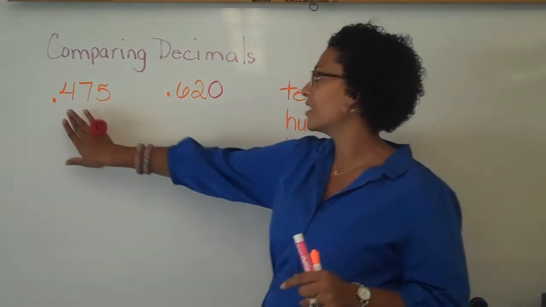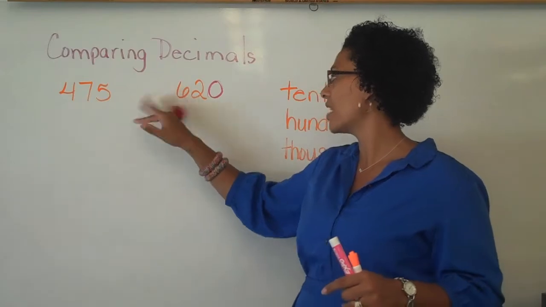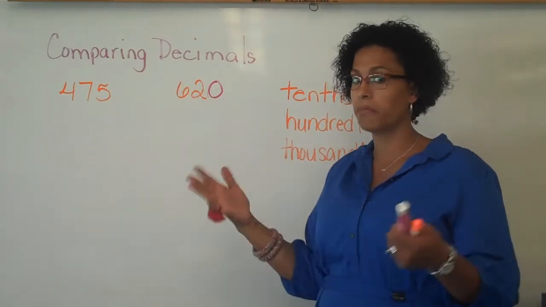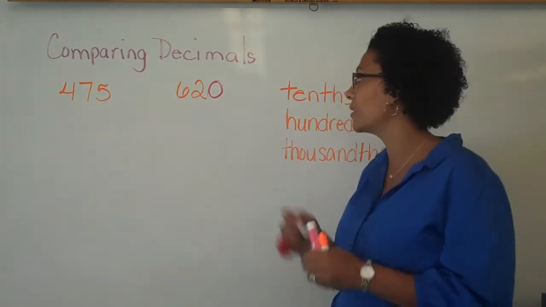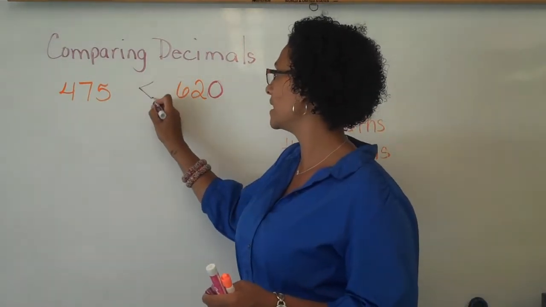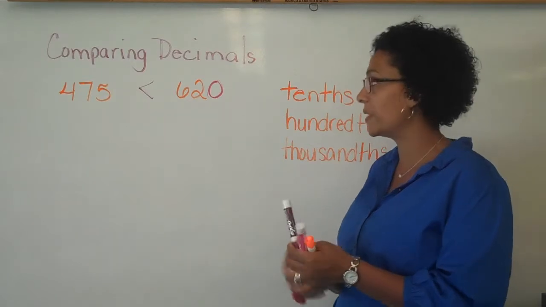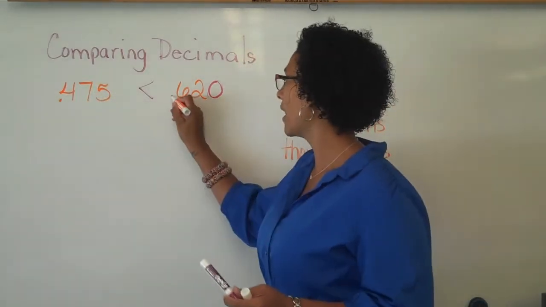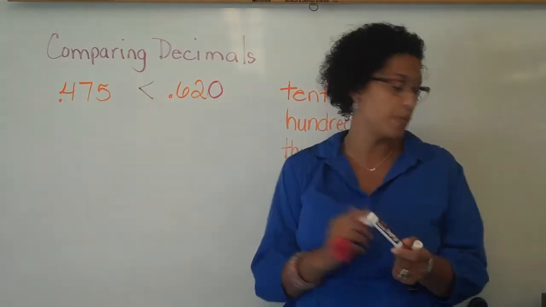The easy part here is, watch, I can pretend that these decimals are not here. Now I have 475 and 620. Very easy to compare. We all should know which one's bigger here. 400 is less than 600s, but these decimals are really there, but it doesn't change anything, okay? That's the easy part, the beauty of it.